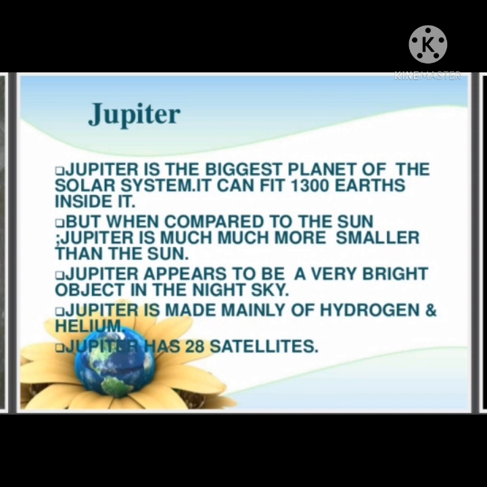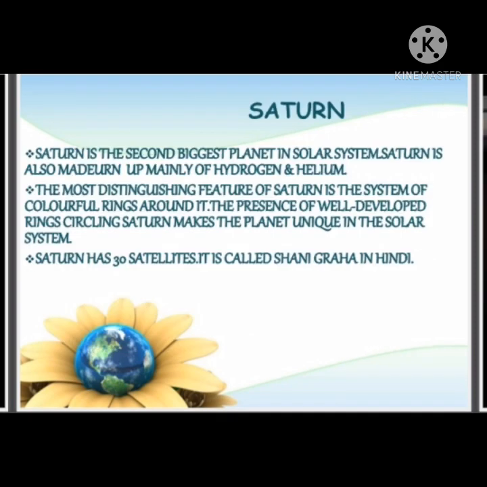Jupiter appears to be a very bright object in the night sky. Jupiter is made mainly of hydrogen and helium. Jupiter has 28 satellites. Next one, let us discuss Saturn. It is the second biggest planet in the solar system, and I have said it has a ring around it, isn't it? It is mainly filled with hydrogen and helium gas.